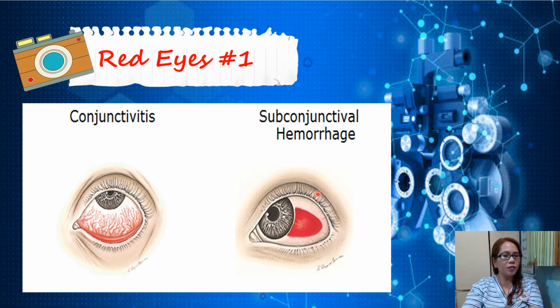And we have another abnormality of the conjunctiva. We have the subconjunctival hemorrhage. It occurs when a tiny blood vessel breaks just underneath the clear surface of the eye, or under your conjunctiva. Trauma yan, kaya nagkaroon ng conjunctival hemorrhage. Nawawala rin naman yan.